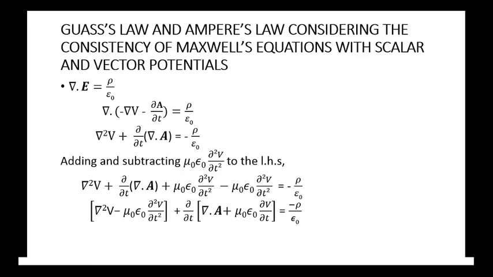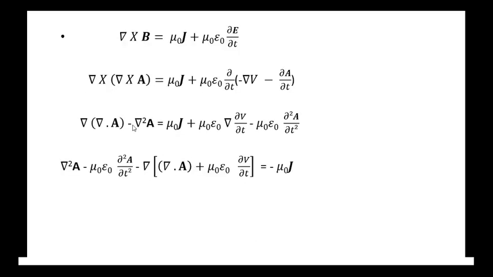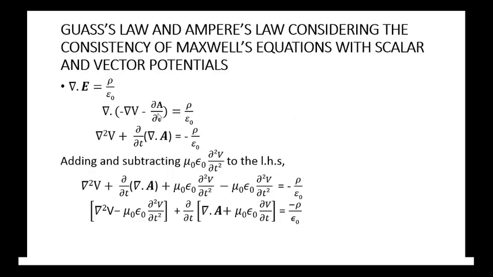So first we are dealing with Gauss law. That is the first Maxwell's relation, del dot E is equal to rho by epsilon 0. Now you can substitute E as minus del V minus dou A by dou T, is equal to rho by epsilon 0. Opening the brackets, you will get del square V plus dou by dou T of del dot A, taking the negative sign to the right hand side. So it will be minus rho by epsilon 0.